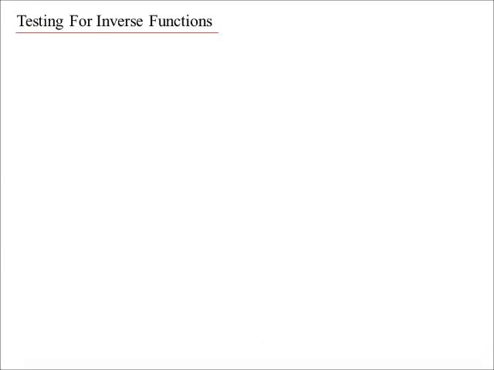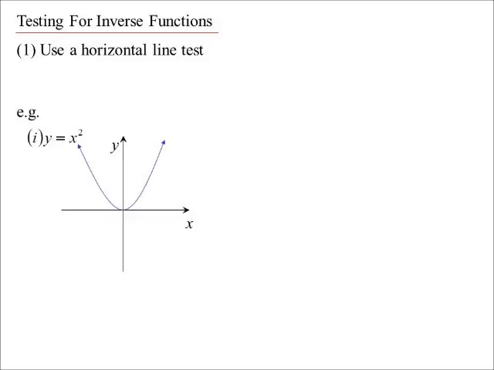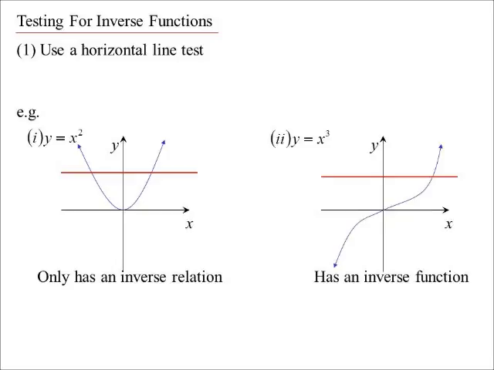So, testing for inverse functions. As I said, you could use a horizontal line test. That's the quickest way to just visually see, yep, that's going to have an inverse function or not. So, y equals x squared. There it is. We have a look at it and go, will that have an inverse function? No. Look, it cuts it twice. No good. So it'll have an inverse relation, but not an inverse function. What about y equals x cubed? Yes, it would. Doesn't matter where I put the line, it'll only cut it once. So, yep, that will have an inverse function.